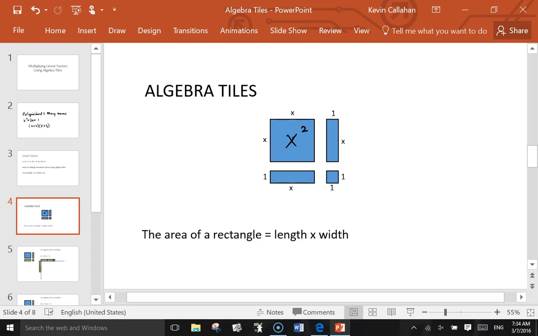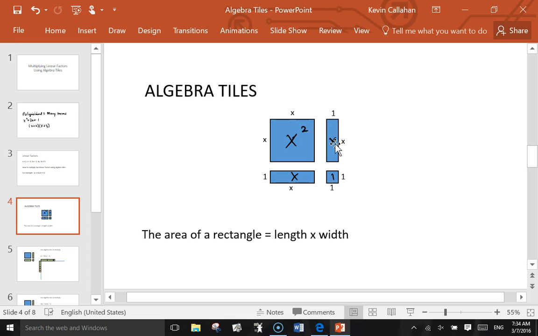Length times width, 1 times x, x, right? So these are both x's, right? And then what would be that square which has 1 on each side? What would be the area of that? So 1.